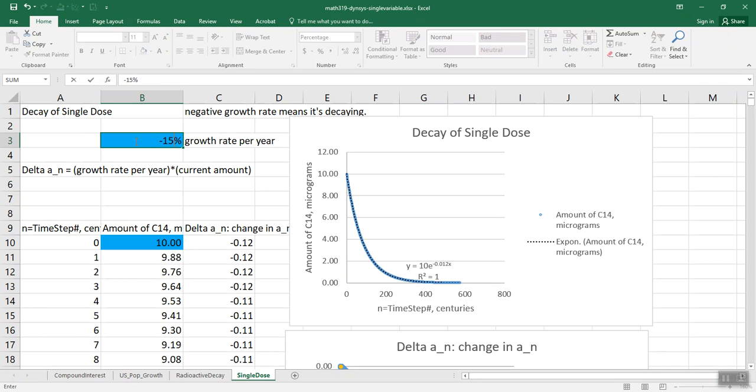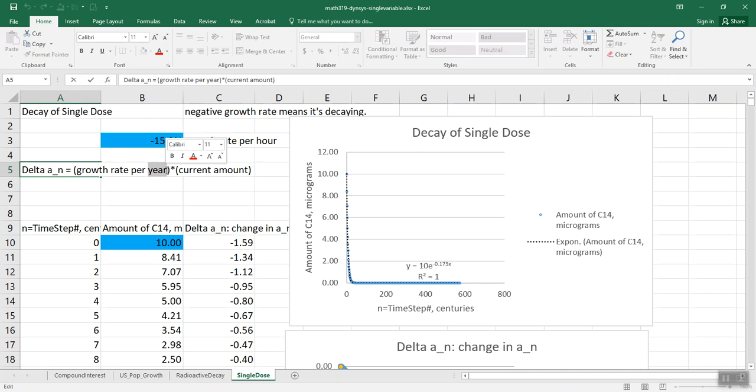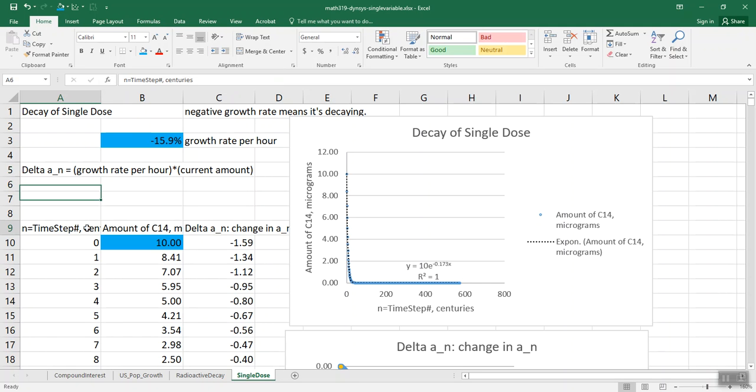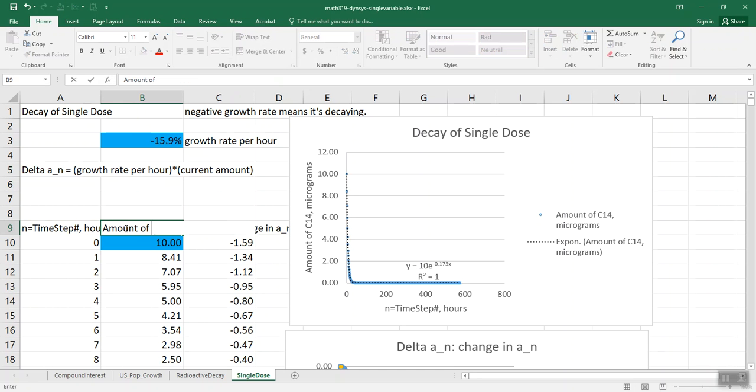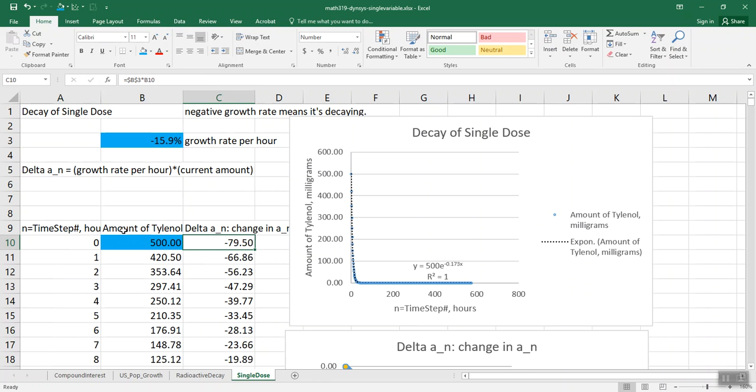Our decay rate was negative 15.9 per hour. This is still growth rate per time period, and this is no longer centuries, it's hours. Amount of Tylenol in milligrams. And we said let's start with 500.